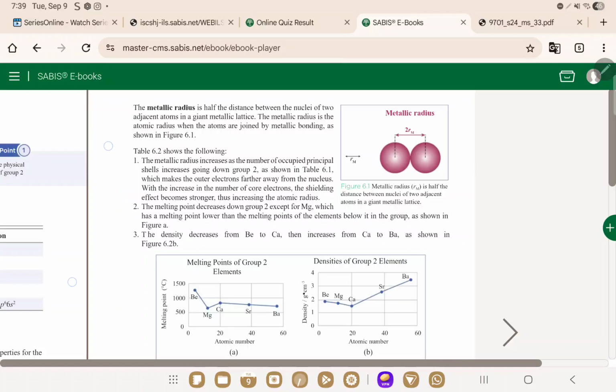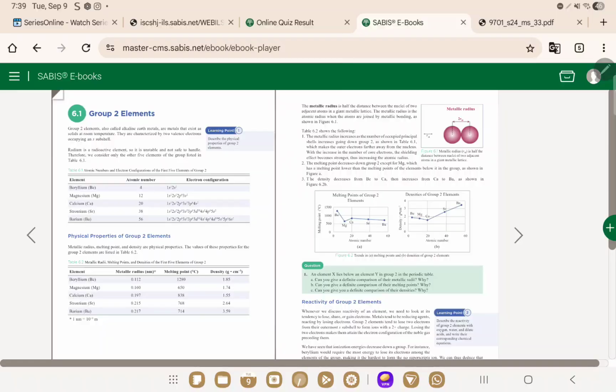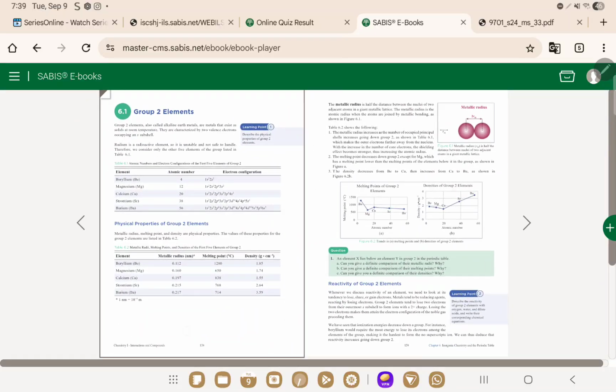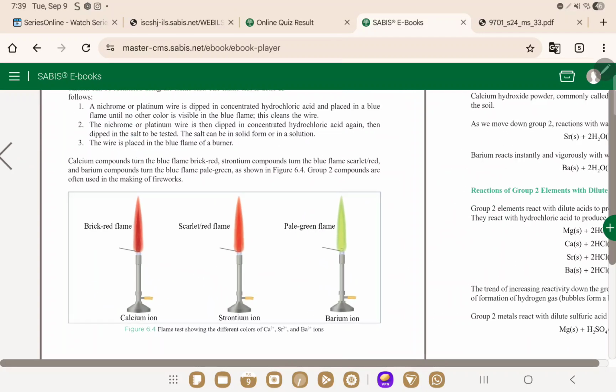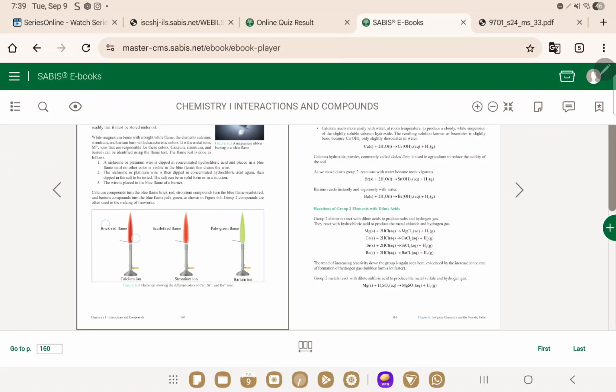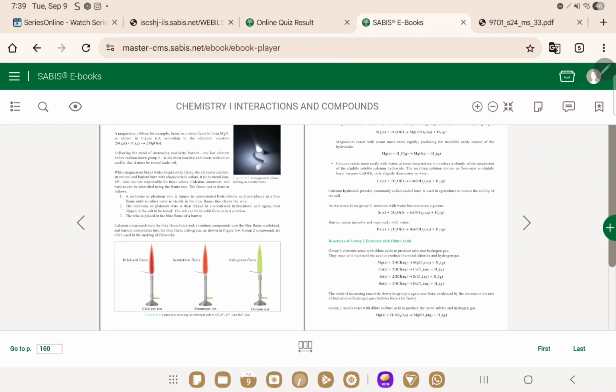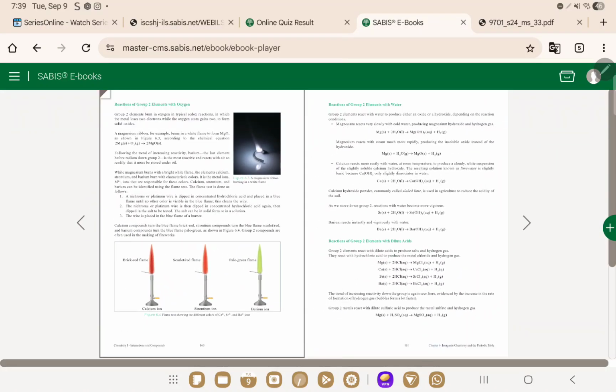Is there anything else in the book I needed to show? I doubt there is. It's just the thing with the density and the melting point. Like I said, it increases as we go down. And yeah, strontium is a scarlet red flame, so the quiz, that question was very much wrong.